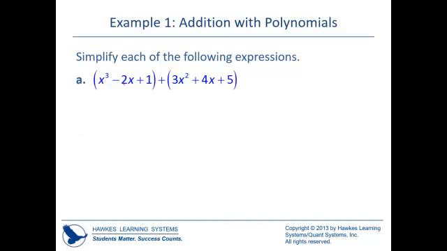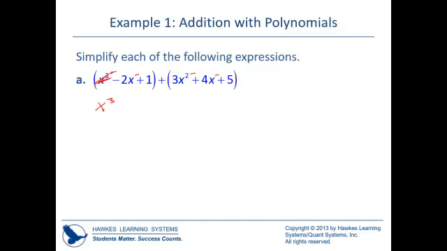Alright, I've got x cubed minus 2x plus 1 plus 3x squared plus 4x plus 5. And so what I'm going to do is to find values that I can combine. Well, looking at my exponents here, the highest value is x to the 3rd, and I don't see any other values or variables that have x to the 3rd, so I'll just have to write it down here by itself.